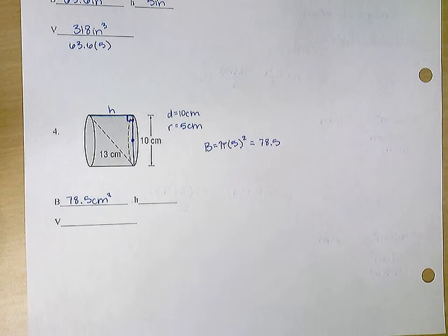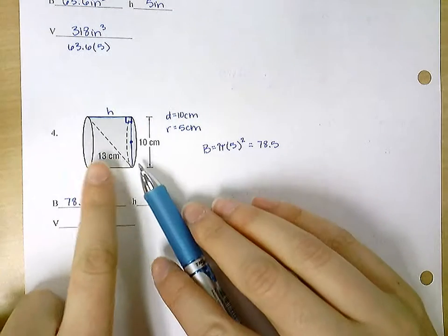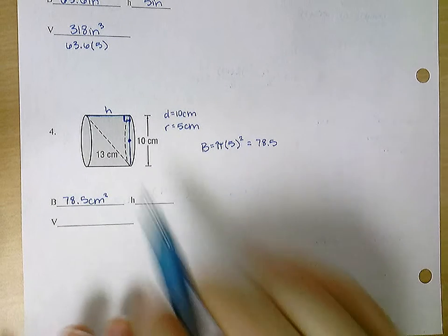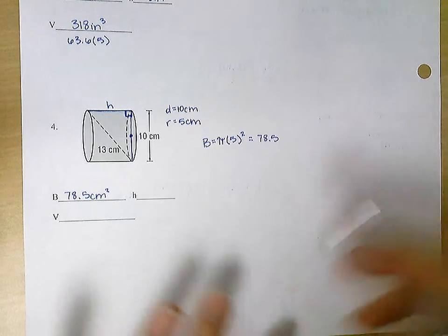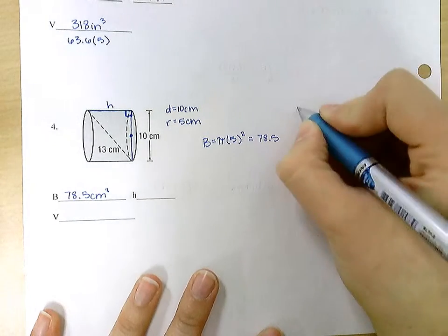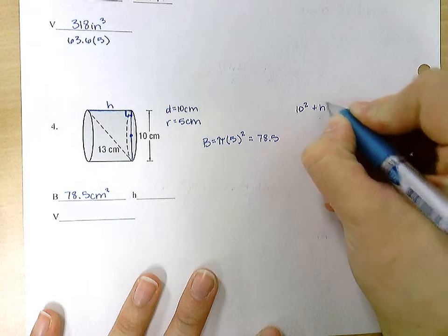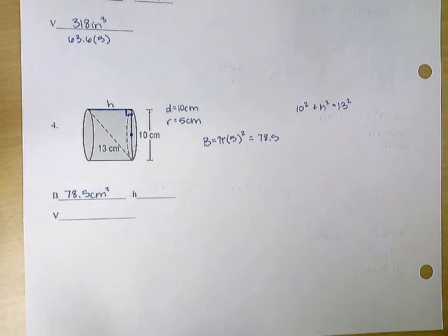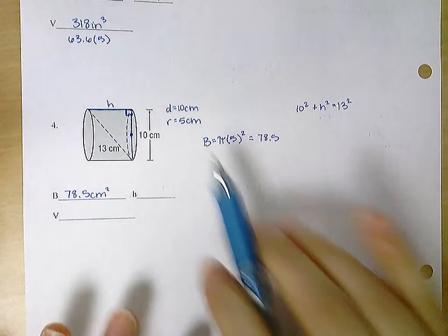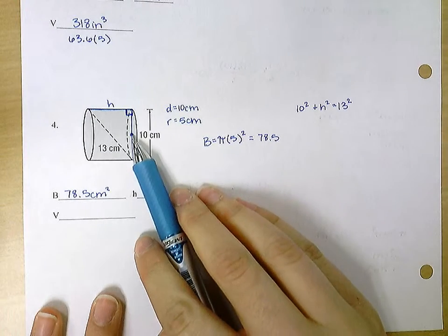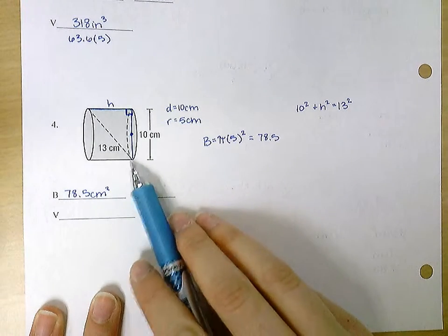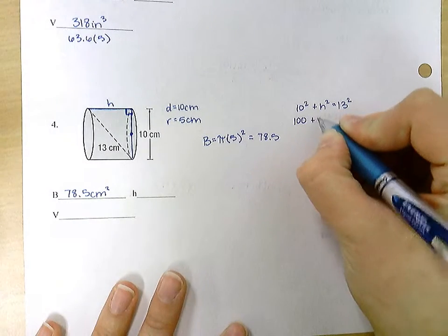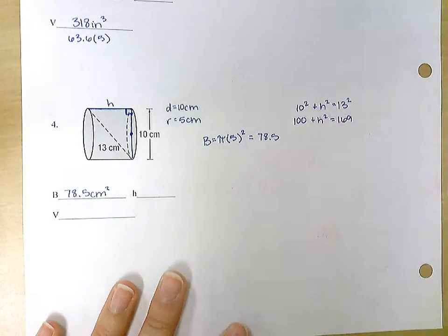So what I did now is create this right triangle within my cylinder. So I can use the Pythagorean theorem to solve for the height. Using the Pythagorean theorem, I would have 10 squared plus h squared is equal to 13 squared, since 13 is the hypotenuse of that right triangle. And we're not using 5 because 5 is only the radius. You need the entire diameter since that's where 13 hits that side. So I would have 100 plus h squared is equal to 169.